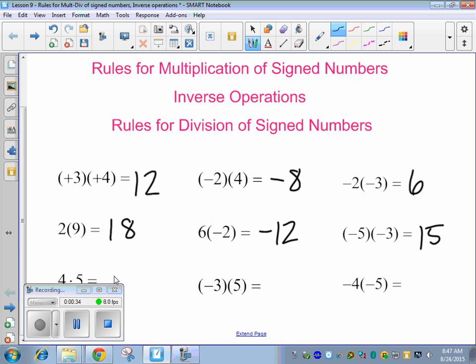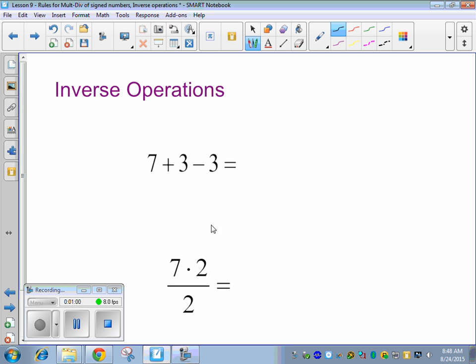4 times 5. 20. Negative 3 times 5. Negative 15. Negative 4 times negative 5. 20. Do we see a trend, you guys? Does anybody see a trend? Andrew. The same signs are always positive, and different signs are negative. Great. We'll see that in just a second, but I agree with your proposition.